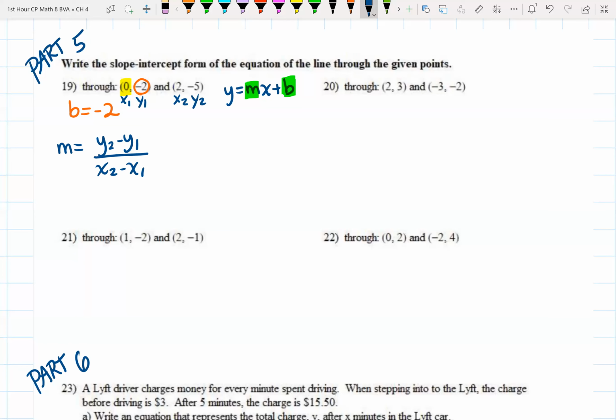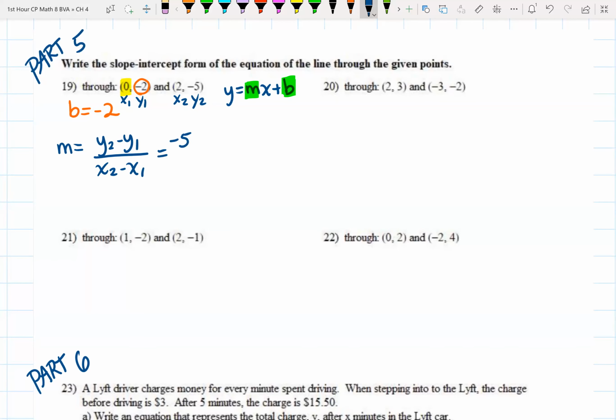Find the slope, plug it in for b and for m in the equation. That's one way of doing this. Another way is we could definitely just plug in x and y into slope-intercept form, right? And the b. And we could solve for slope that way. There's a lot of ways of doing this. Here, we're just going to plug in the slope formula.